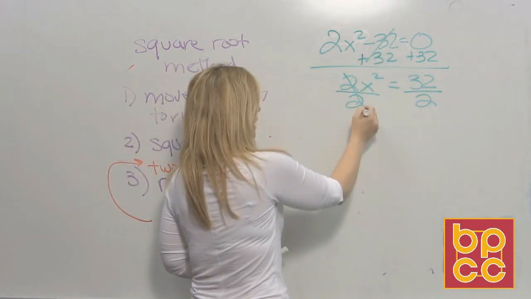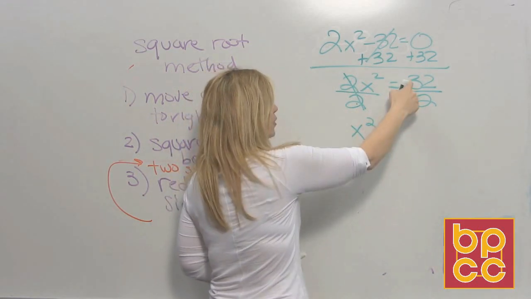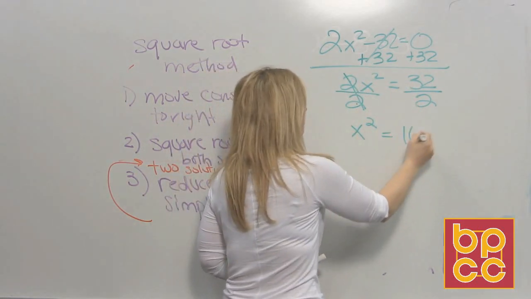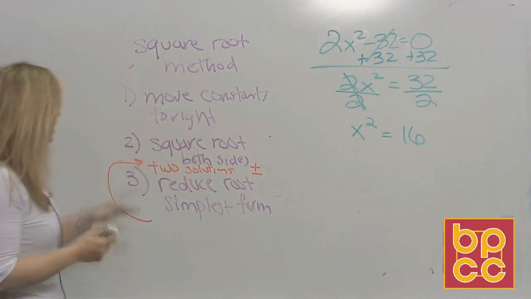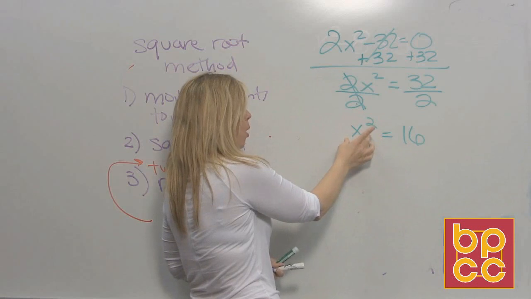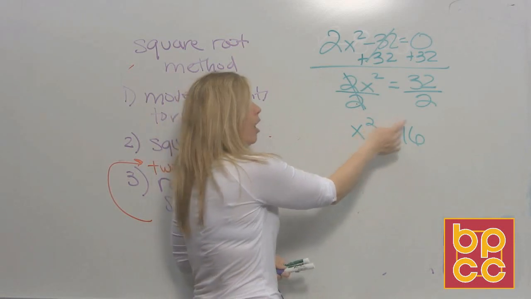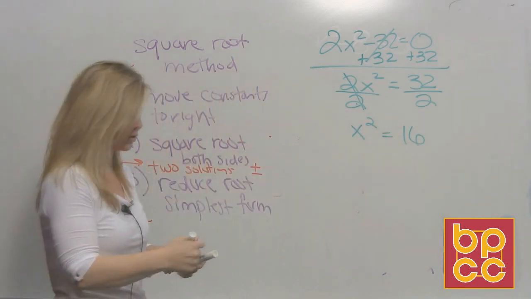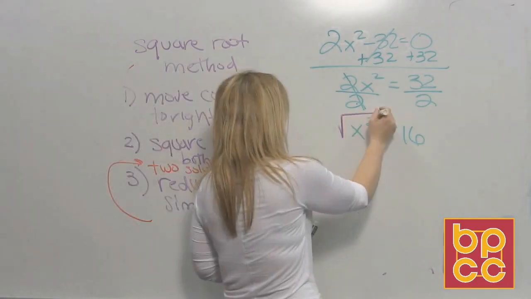2 divided by 2 cancels. That leaves us x squared. 32 divided by 2 is 16. Now we're ready to do the square root. So the moral of the story is on the left side, you want the term that's being squared. On the right side, you want your numbers. Now you're ready to square root both sides.